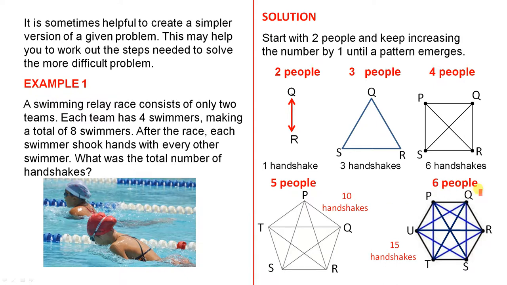If you have 6 people, naturally that's a 6-sided figure, which is a hexagon. PQRSTU. Then link all the other letters across so that you don't leave anyone out. And when you count all the lines, you have 15 lines, which means there are 15 handshakes. Now let's see if we can use those patterns there. See if we can find a pattern to work out how many handshakes for 8 swimmers.